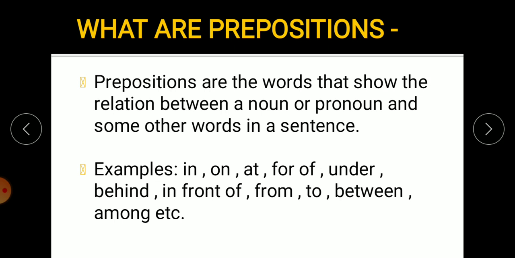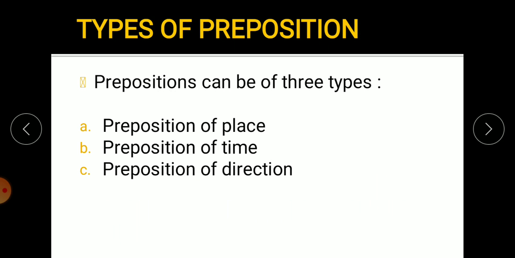तो एक noun या pronoun का बाकी सेंटेंस में जो वर्ड्स हैं उनसे क्या रिलेशनशिप है, that is shown by prepositions, right? So all the words like these, when they are present in a sentence, like between, among, from, under, they are known as prepositions. Now children, prepositions can be of three types. They can be preposition of place, preposition of time, preposition of direction, right?